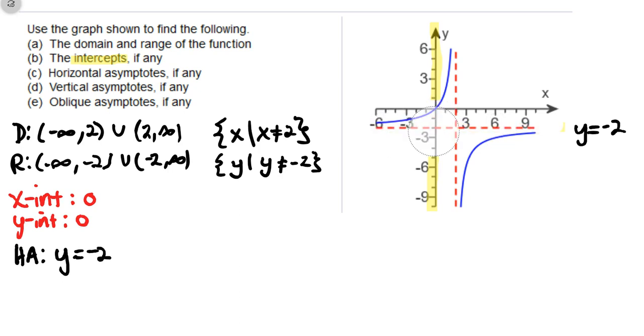We also have a vertical asymptote. That vertical asymptote is this vertical red dashed line, and that's happening at the line x equals 2. So our vertical asymptote is x equals 2.